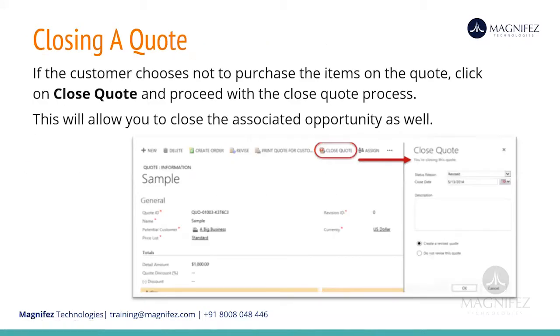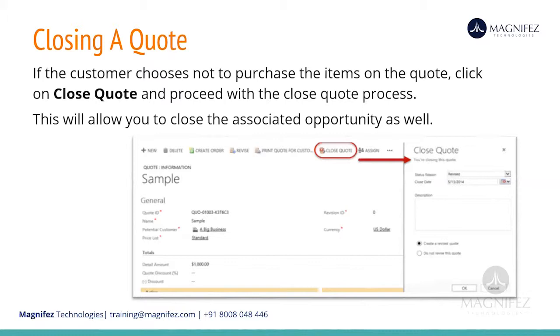So here you have a button, close the quote. It will ask for the option while you're trying to close the quote: what is the status reason? Are you going to revise it, or are you going to close it because it is won or lost? Or directly we can create an order from here. We have the option, click on create order. It will close the quote as won, then it will create an order.